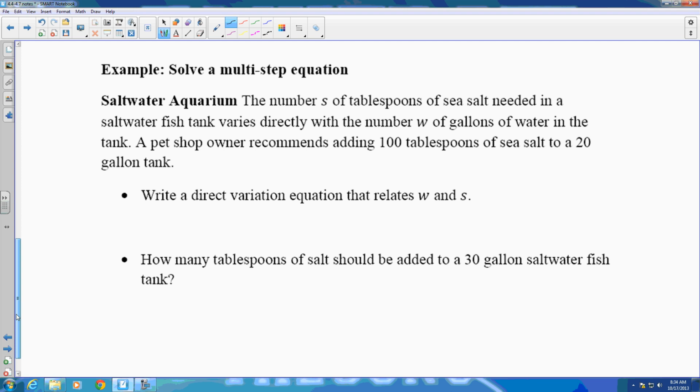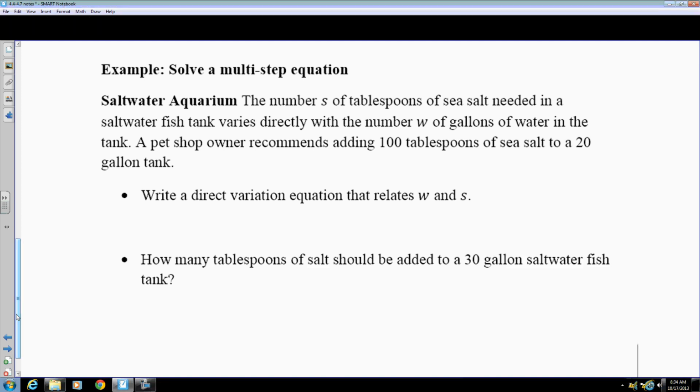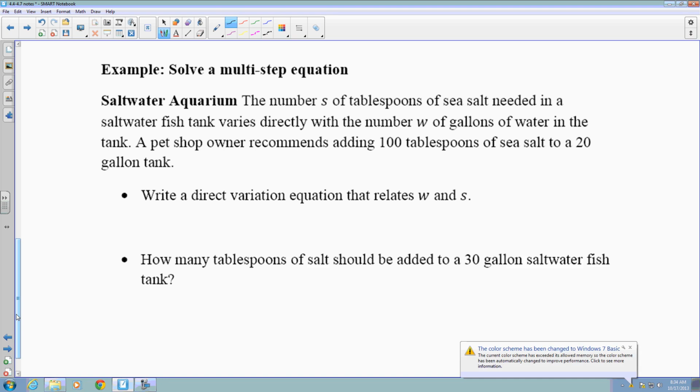Multi-step equation, we have a saltwater aquarium. S is the number of tablespoons of sea salt needed in a saltwater fish tank. It directly varies with the number W of gallons of water in the tank. A pet shop owner recommends adding 100 tablespoons of sea salt to a 20-gallon tank. So write a direct variation equation that relates S and W.